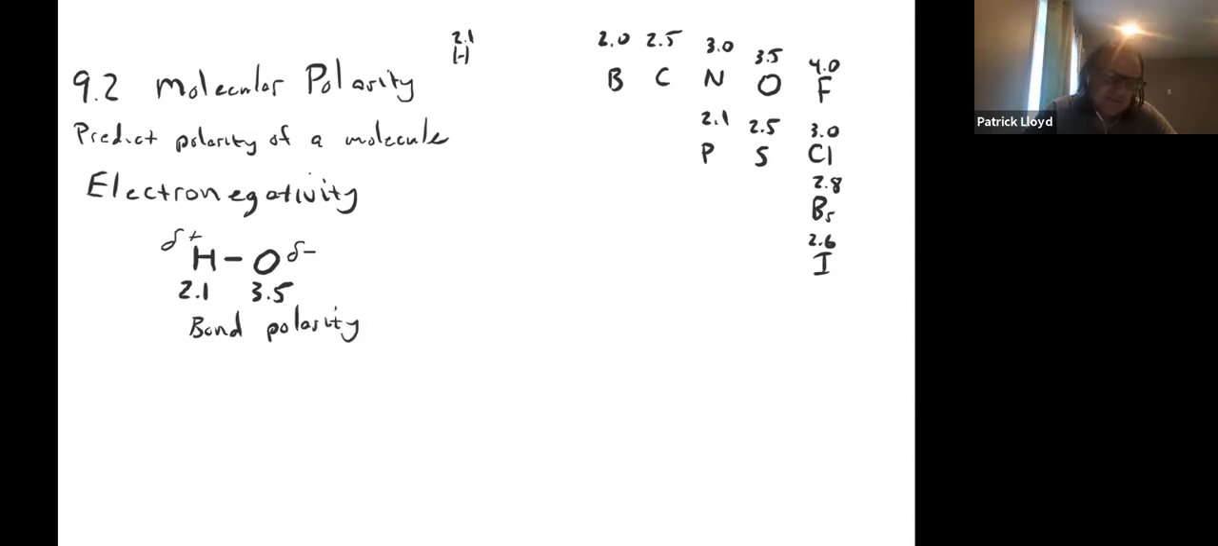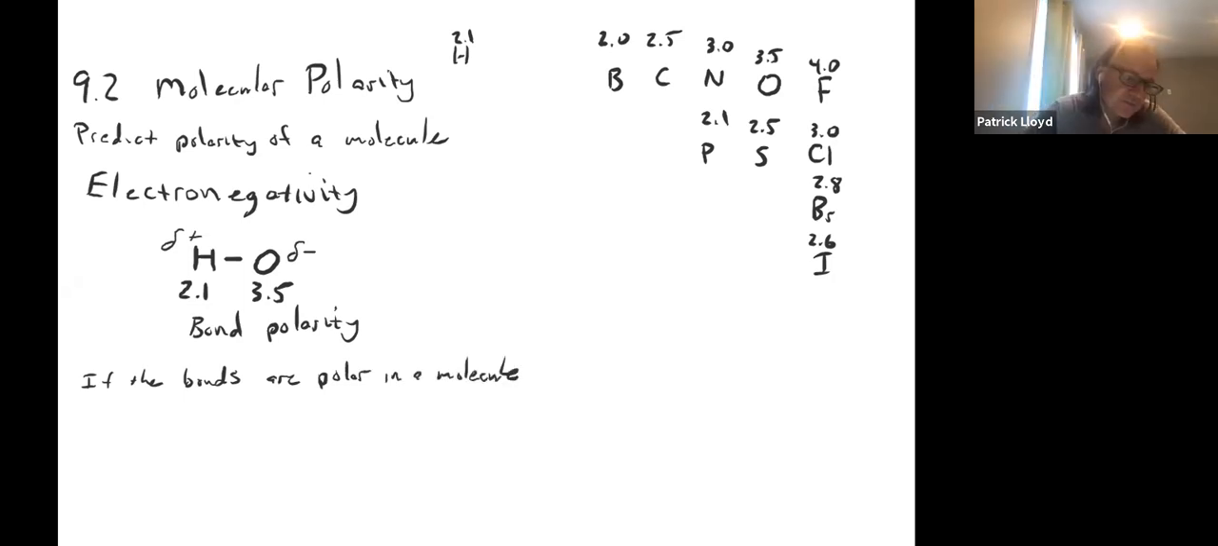But that's not the same as molecular polarity because molecules have multiple bonds in them. So the question then is, what's the polarity of a molecule as opposed to a bond? And I want to go through the geometry. This is really just a geometric shape. So if the bonds are polar in a molecule, okay, that's the first proposition here. First of all, if the bonds are not polar, the molecule can't be polar. But if the bonds are polar, there's the potential that a molecule can be polar.